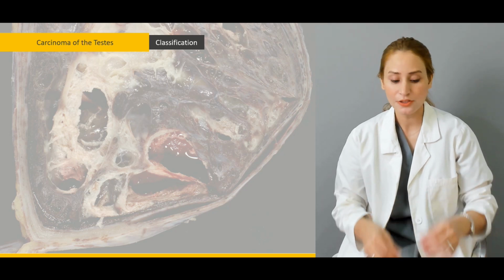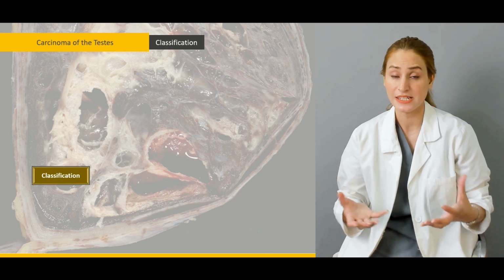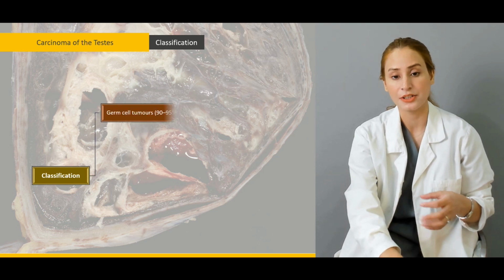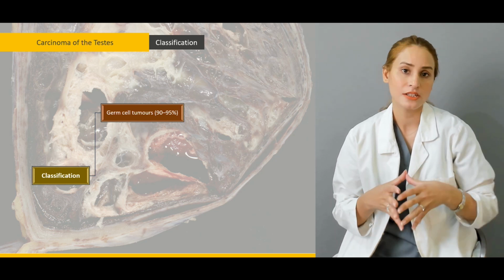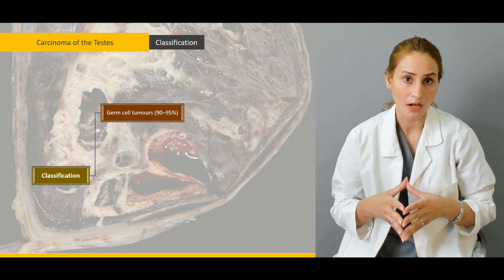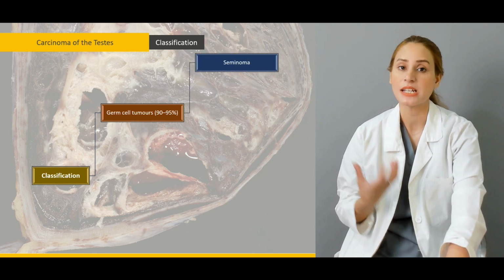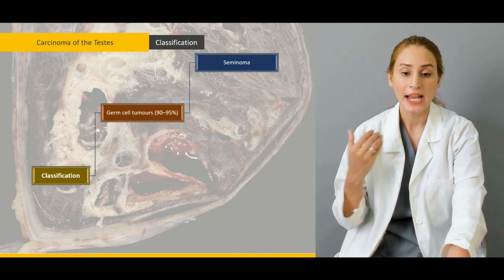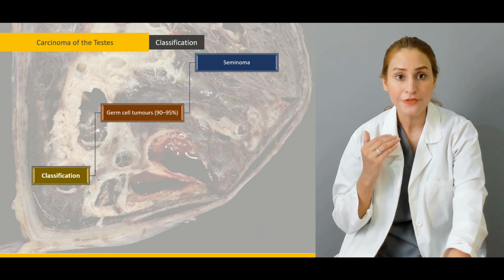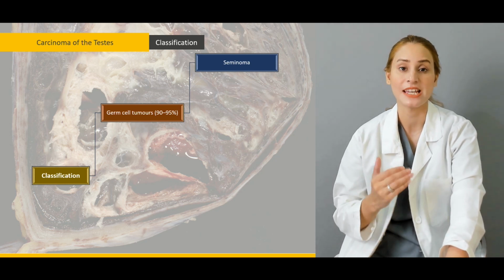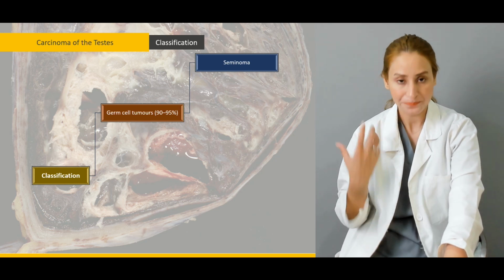If we talk about the classification of the testicular tumors, you can see that there are two kinds of tumor. One is the germ cell tumors, which are very common, and the other important entity is the non-germ cell tumors. About 90 to 95% of testicular tumors are germ cell tumors. Now, what do we mean by germ cell tumors?